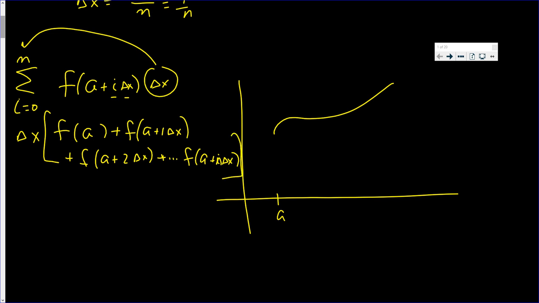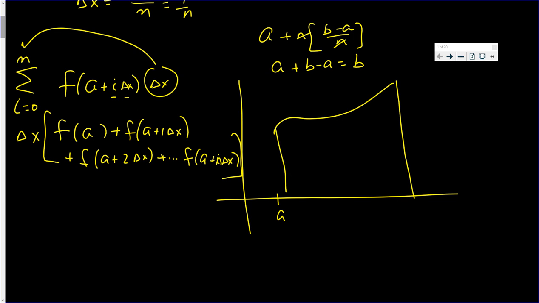Now, why does it end at n delta x's? Well, let's look at this closely. You have a plus n times delta x, which is b minus a over n. The n's cancel, and you have a plus b minus a. Wow, this is beautiful. It works. It ends at b. This formula is really correct.